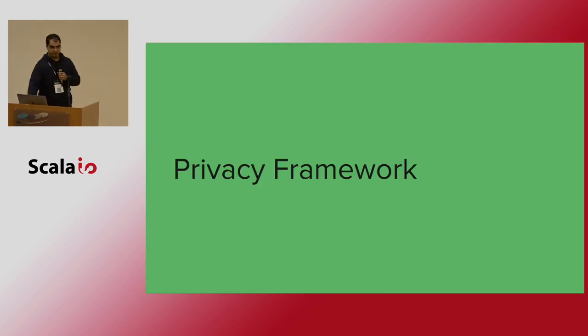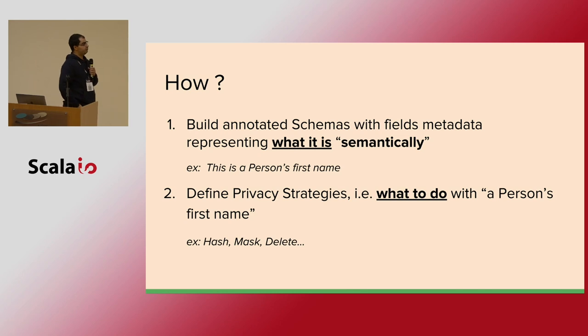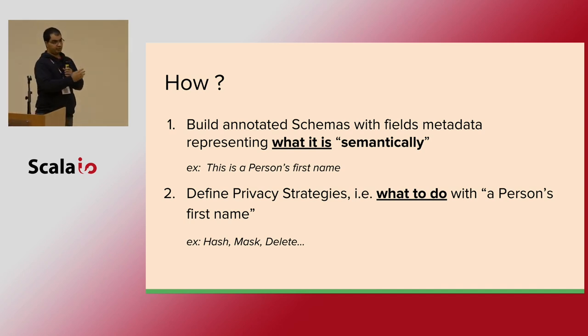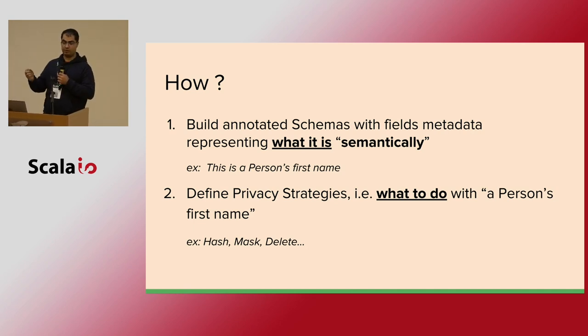So we built a privacy framework. How can we build such a privacy framework? Well, first of all, our data, most of the time, at least every time, has a schema. We can annotate this schema with some kind of metadata, representing, for example, what this field means semantically, using the formalisms of the semantic web. And according to this kind of subject, we might want to apply a verb on it. For example, define a privacy strategy which will tell you generically what to do with a person's first name, what to do with a person's email.